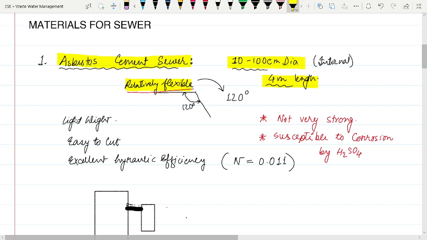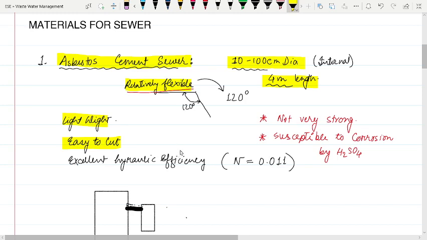Again, it is lightweight, that is, easy to handle. It is easy to cut, and obviously easy to handle and easy to construct. It also has excellent hydraulic efficiency. The n value is very low, which is why it can provide a better flow of the sewage.